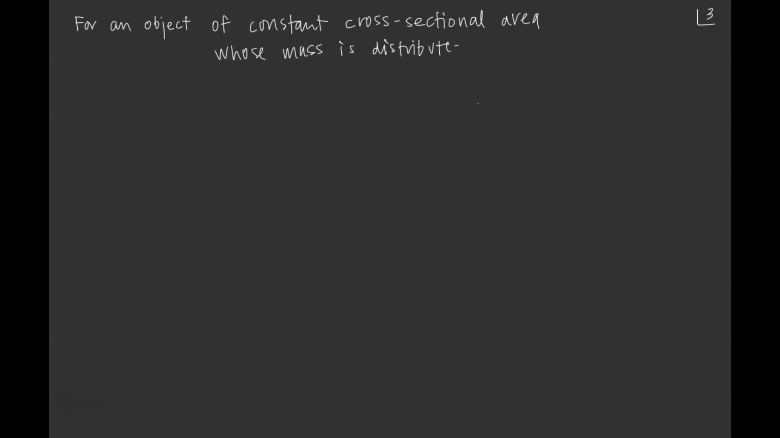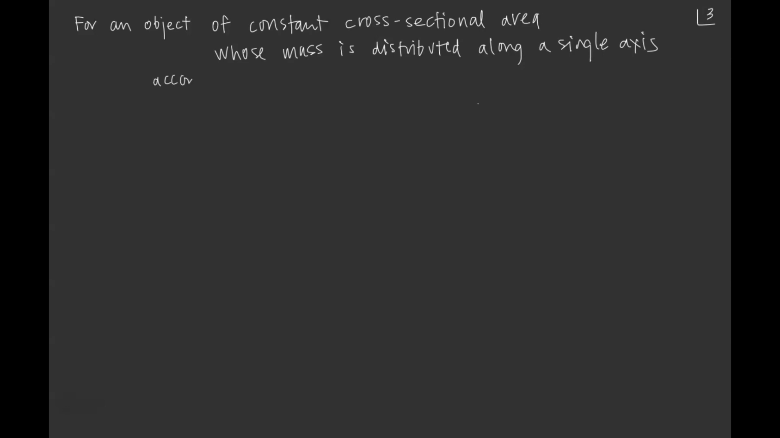Okay, now we're going to generalize what we were just talking about. So for an object of constant cross-sectional area, and this phrase, constant cross-sectional area, is just a condition that we're going to use to simplify things in the beginning. So for an object of constant cross-sectional area whose mass is distributed along a single axis, this is another condition that simplifies things for us. And that mass is distributed according to a certain density function.